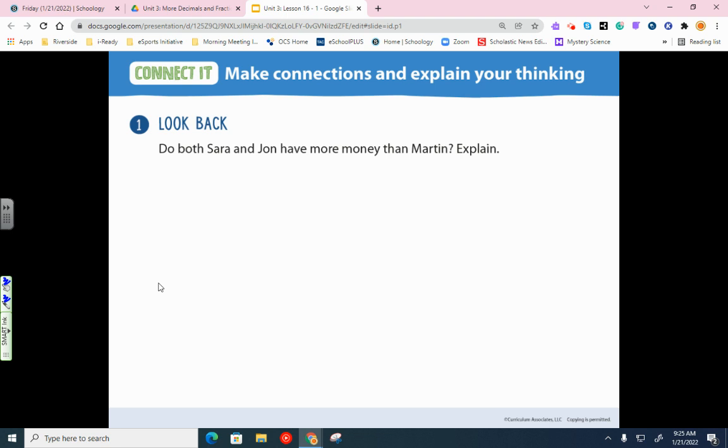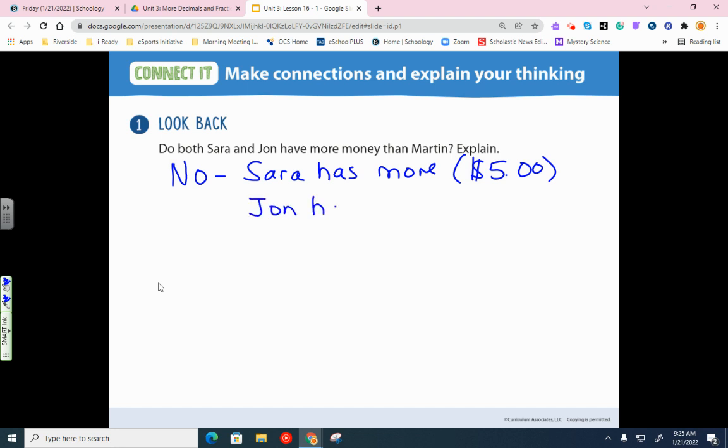Do both Sarah and John have more money than Martin? No. Sarah has more money. She has $5. That's 10 times the 50 cents that Martin has. John has less. He's got 5 cents.